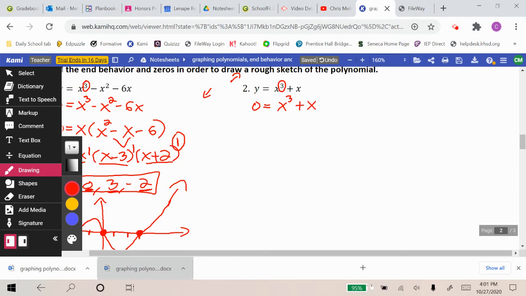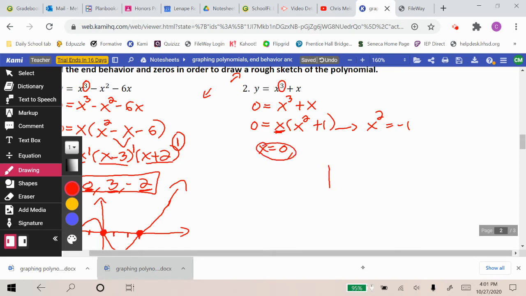Just like the last one, I can pull out an x. But on the inside, we'll get x squared plus 1. Now, if I try to solve for these, I would set this x equal to 0. So it's going to go through the origin. And if I set this equal to 0, I would get x squared equals -1. And I would just get plus or minus i, right? I would get plus or minus square root of -1, which is i. I can't graph that. So this is the only 0 we get.